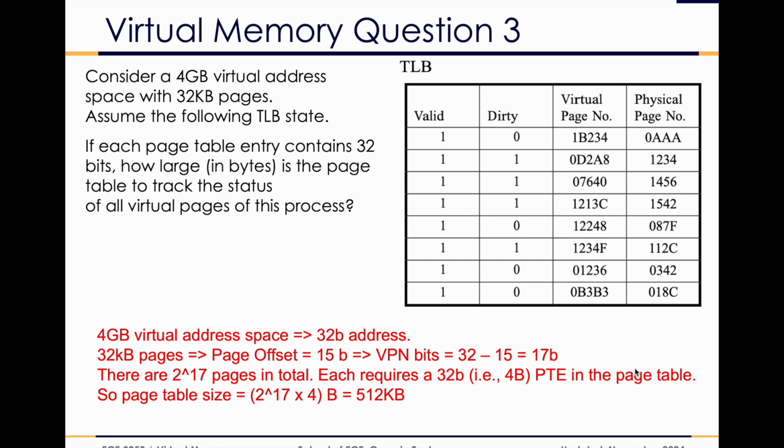Since you use the virtual page number to index into the page table, we know there are 2 to the 17th pages in total. So this is 131,072 total pages in the system. Each of these has a 32-bit page table entry in the page table, because it says each page table entry contains 32 bits. Therefore, this is 4 bytes, since 32 bits is 4 bytes. So the page table size is just 2 to the 17th times 4 bytes, which equates to 512 kilobytes.